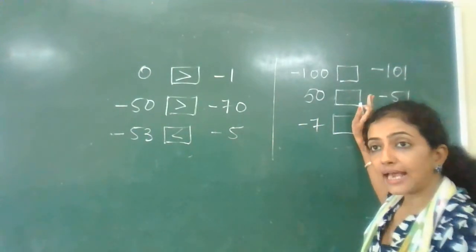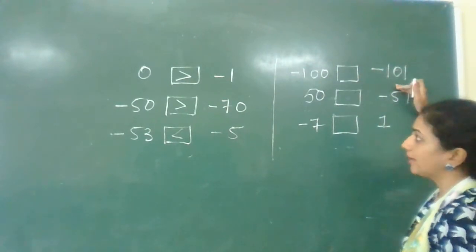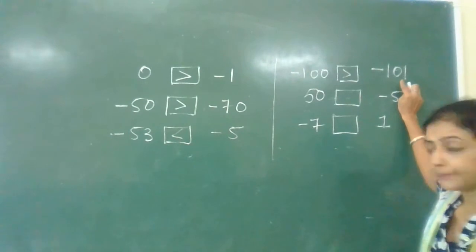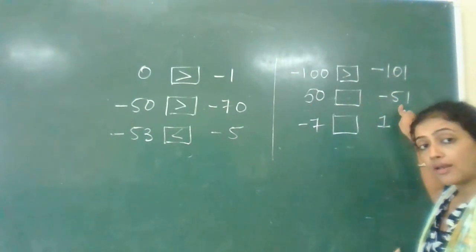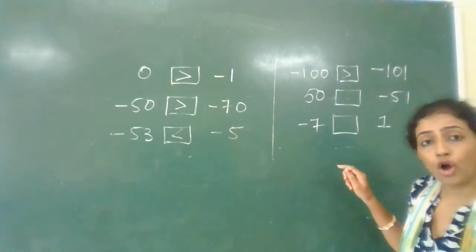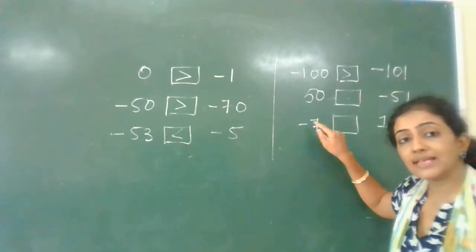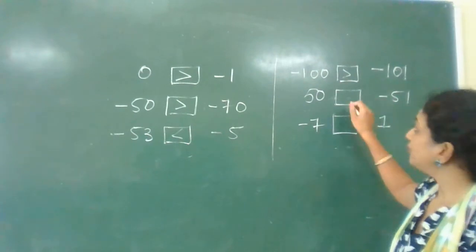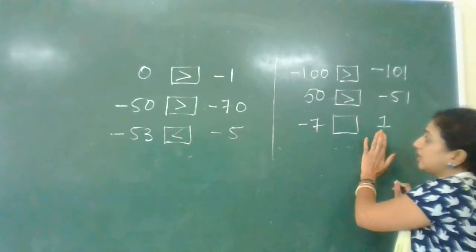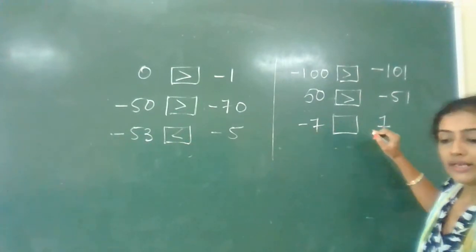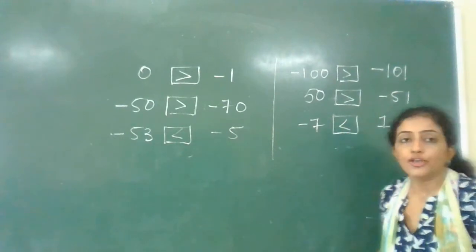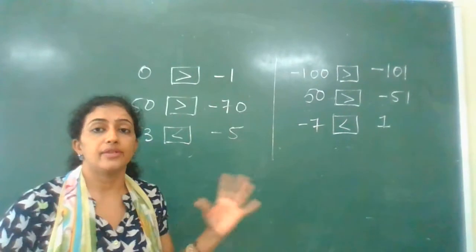Okay, now let's move to this side. This is minus 100 and minus 101. So as we have understood here, minus 100 is greater than minus 101. Now this is 50 and this is minus 51. But 50 is a positive integer and minus 51 is a negative integer. As we all know, positive integers are always greater than the negative integers. So obviously, 50 is greater than minus 51. Now, here is minus 7 and here is 1. So minus 7 is negative, 1 is positive. As we all know, negative integers are smaller than the positive integers. So this way you can understand and you can do this comparing.